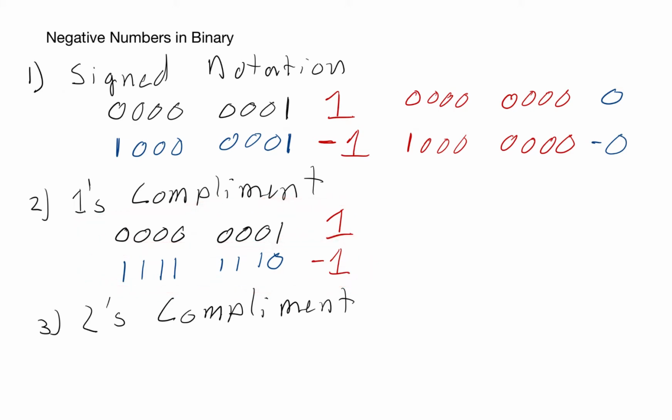So let's go ahead and see what happens if we do that with 0. Remember, we don't want two different zeros. So we'll go ahead and have our 0, and then when we flip all the bits, that's what we're left with. So up here we have positive 0. Down here we have negative 0. So we still have two zeros. So really, one's complement probably isn't used pretty much anywhere, but it's just a step into what we're going to use, which is two's complement.